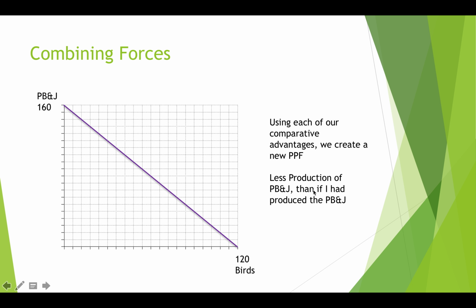The downfall of this is that there's less production on the PPF than if I were to produce everything myself. There's less production of peanut butter and jelly than if I had produced the peanut butter and jelly myself. However, I do need her help in producing the peanut butter and jellies while I make the birds.